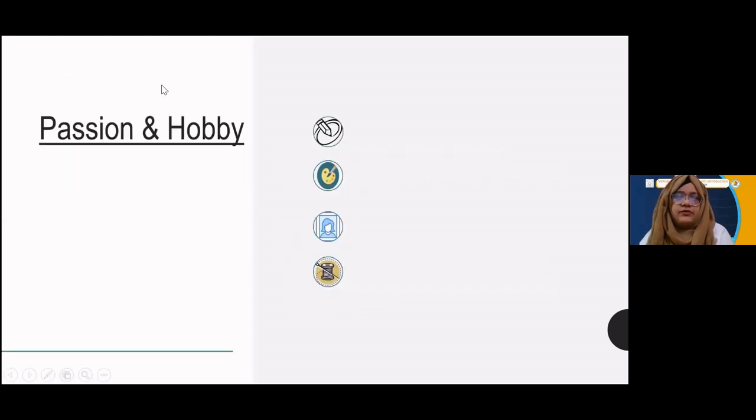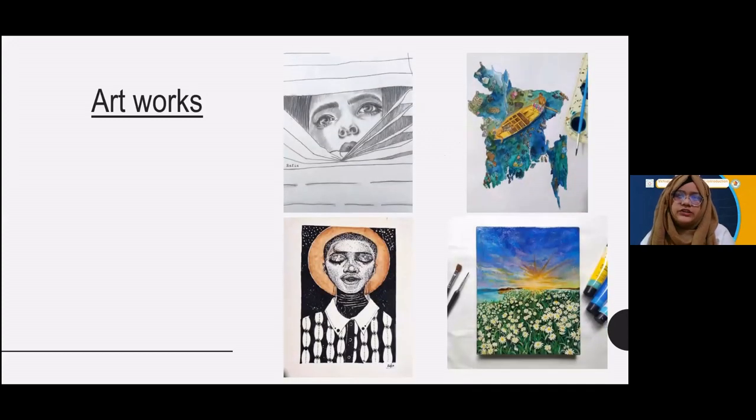This slide is about my passion and hobby. I'm a self-taught artist and I love to do sketch, painting, portrait, and embroidery. Here are some of my artworks. Each of these artworks has its own backstory and its own theme.